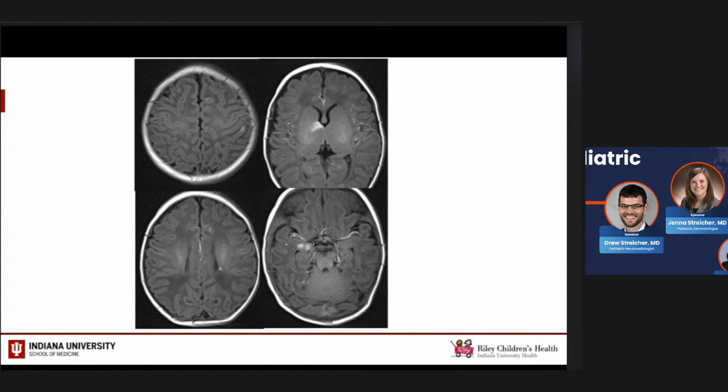In regards to what we see in the cord, you can have intramedullary foci of T1 hyperintensity and of course leptomeningeal involvement as well. So that's what we're looking for on neurocutaneous melanosis screening exams.